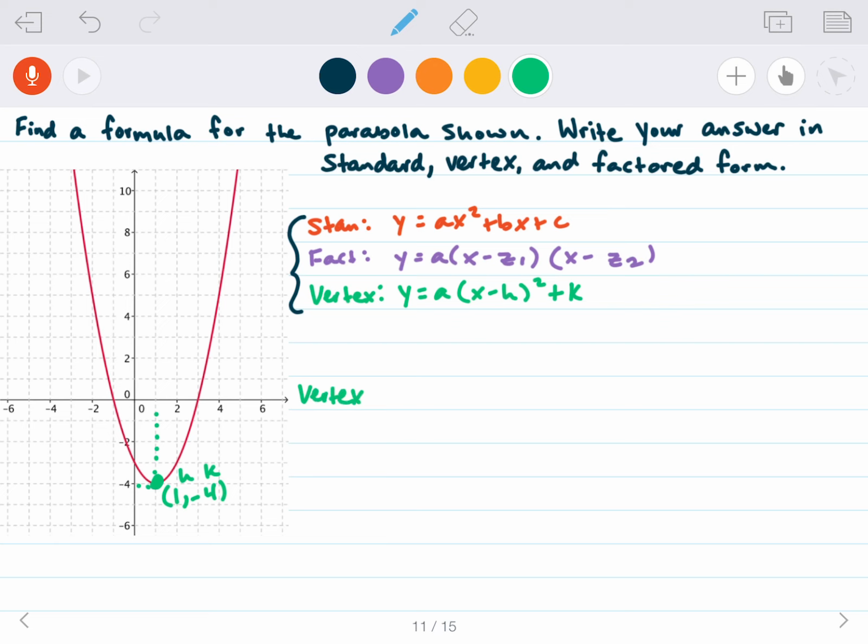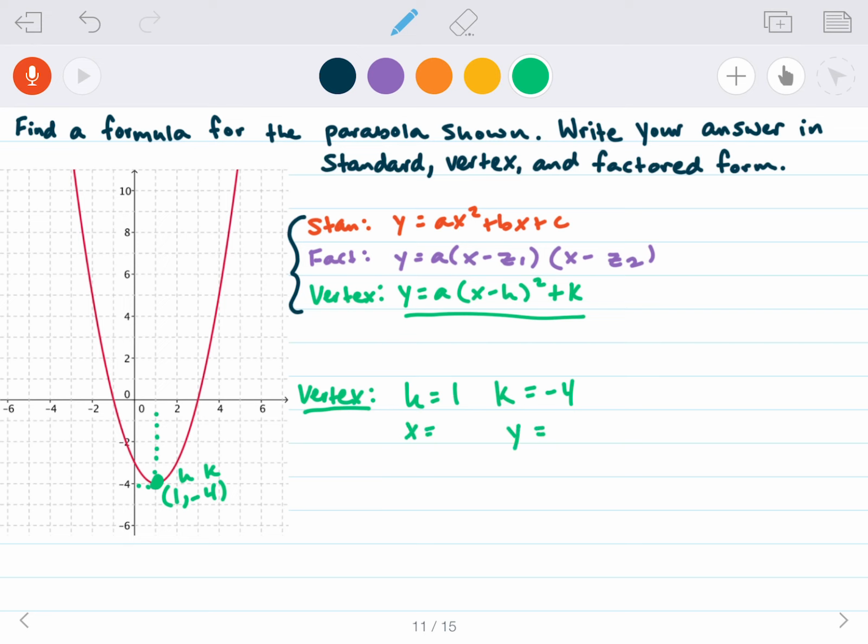So we have h is 1, k is negative 4. And then what other pieces of the puzzle do we need? We need to figure out what a is. You're never going to get a from looking at the picture. So what we need is a point, x and y.